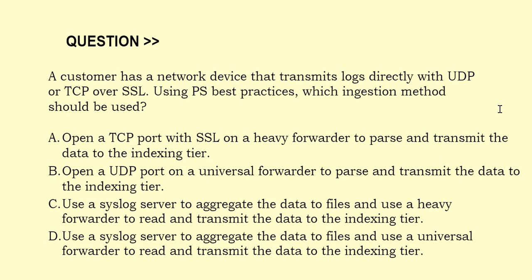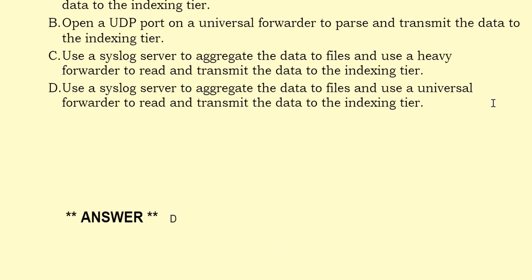Option C, use a syslog server to aggregate the data to files and use a heavy forwarder to read and transmit the data to the indexing tier. Option D, use a syslog server to aggregate the data to files and use a universal forwarder to read and transmit the data to the indexing tier. The correct answer is option D.